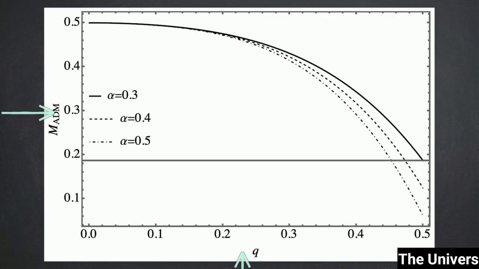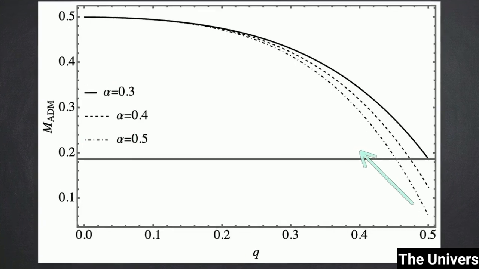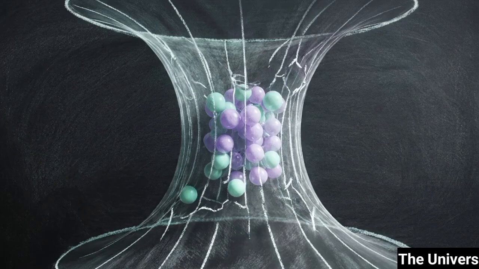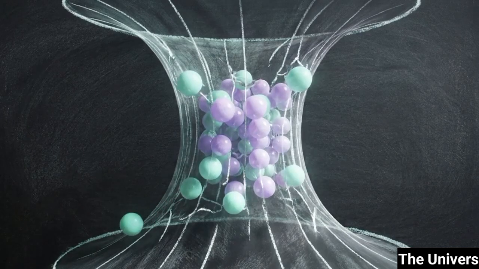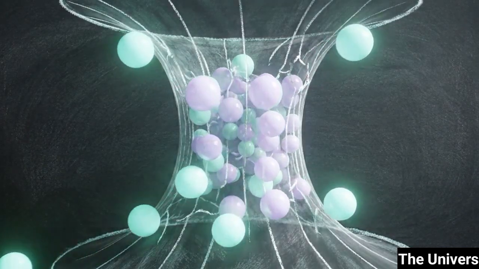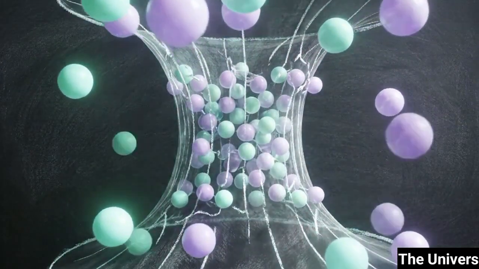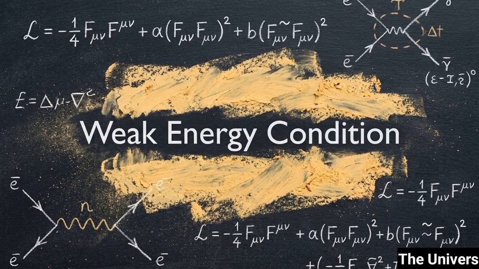This chart plots the ADM mass against internal electric charge. The 3 curves represent fixed values for the quantum correction parameter, alpha. As alpha increases, the curves shift downward, proving the quantum correction strictly reduces the total mass. Quantum vacuum fluctuations provide a repulsive structural influence that directly offsets the massive energy requirement usually needed to sustain a traversable wormhole. With mass reduced, we must test if this correction completely eliminates the weak energy condition violation.